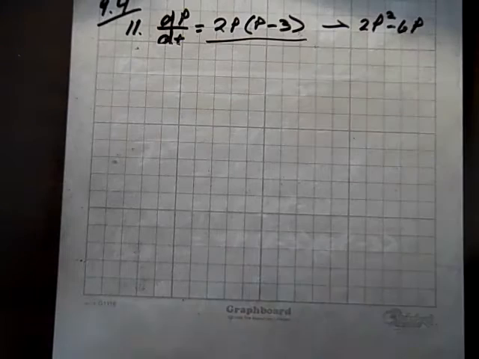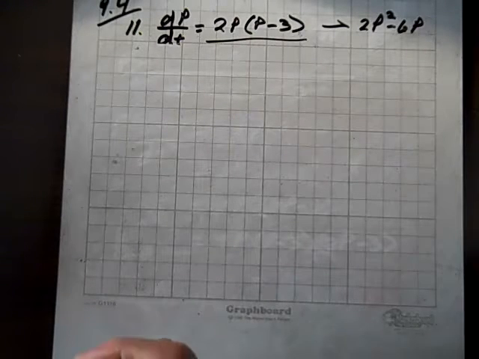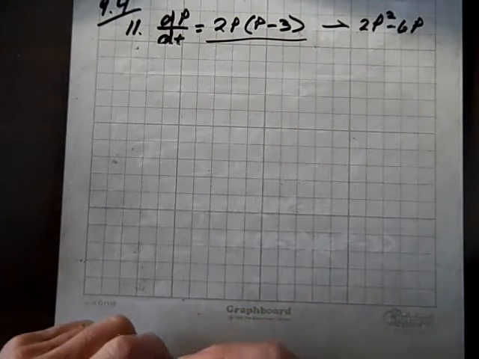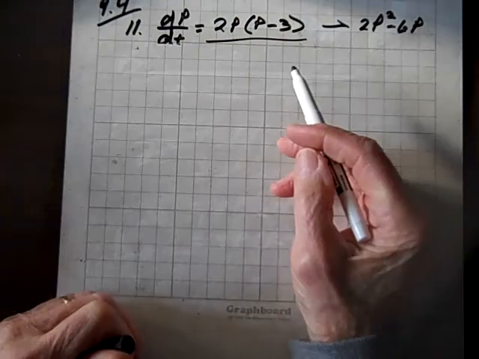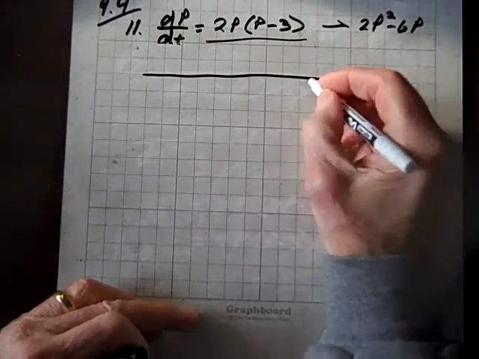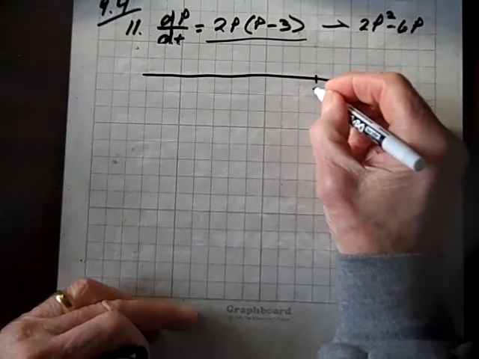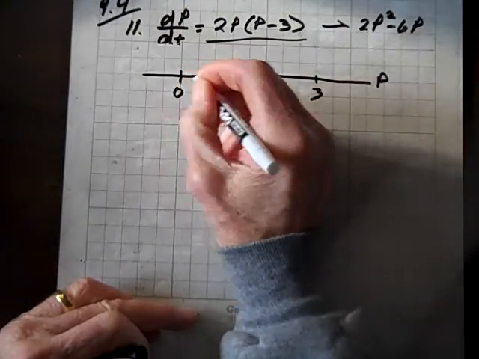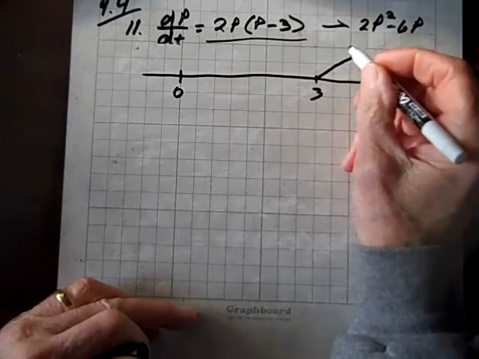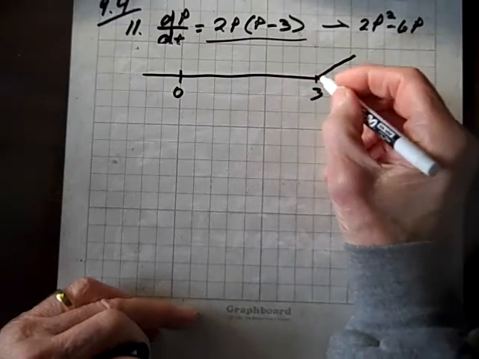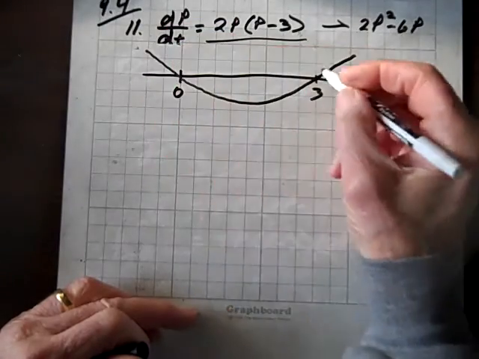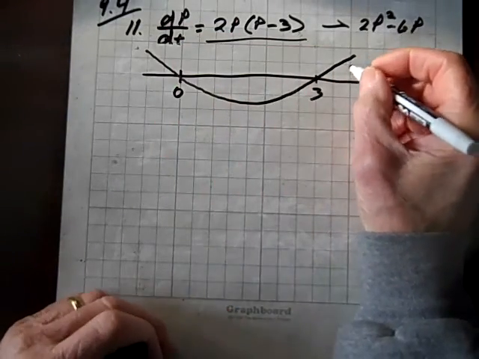Okay, now we're doing section 9.4, question 11, and we have to determine which of the equilibria are stable and which are unstable. And so let's graph this, and this is P, and we've got a 0 at 3 and another one at 0. And the right-hand behavior's up, since the leading coefficient's positive, and we're going to go through each of the zeros because no bounces.